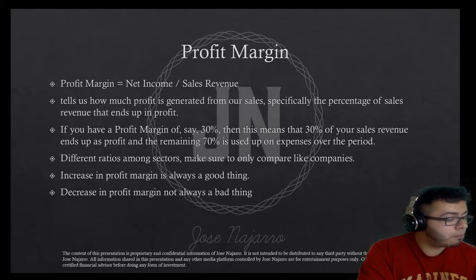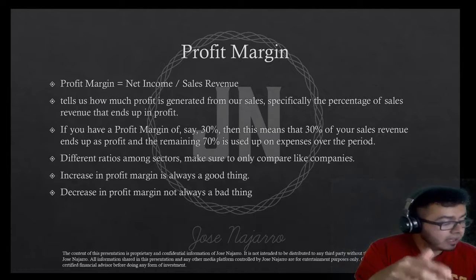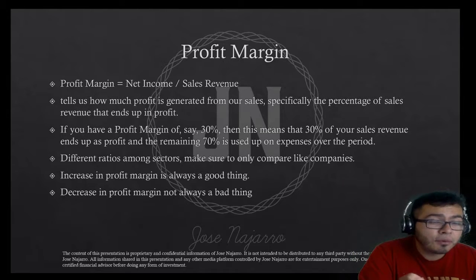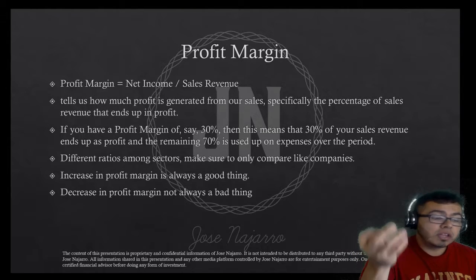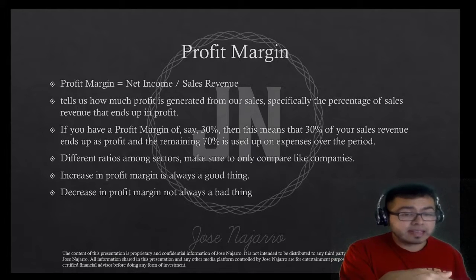We want more money for the company to stay as profit, because now with this net income we can invest further into the company. So net income is what gives us our earnings per share, which we took a look at in the last episode.